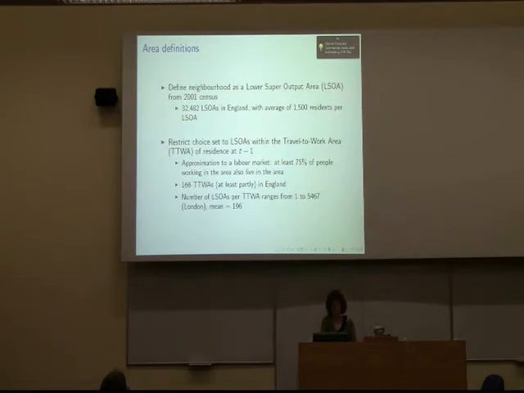Well, first of all, let me just tell you how we define area. What is a neighbourhood? Well, we take a neighbourhood as a lower super output area from the 2001 census. So we've got just over 32,000 of those in England.